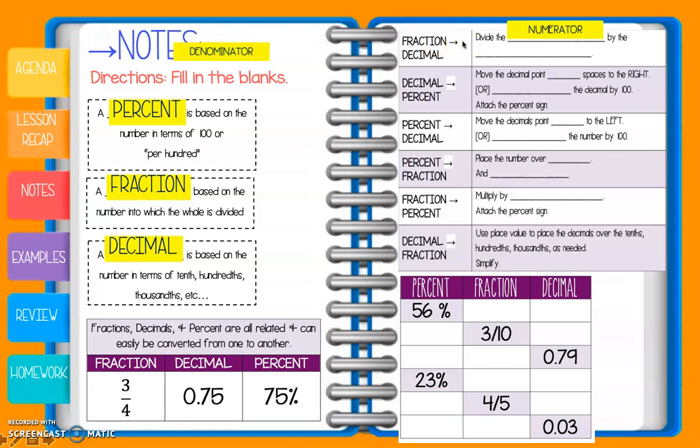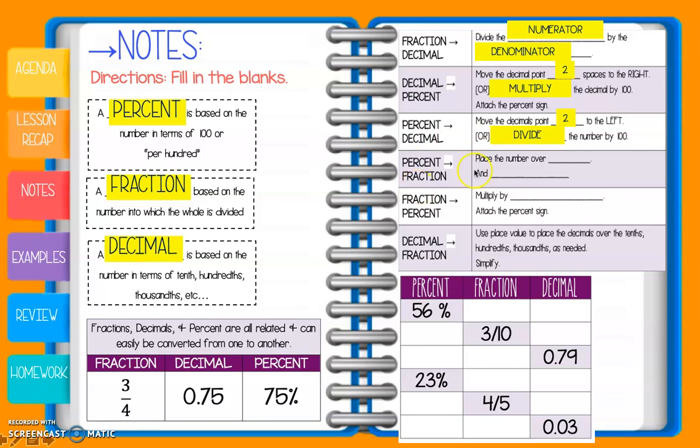Okay, so first off, when we're converting a fraction to a decimal, we're going to divide the numerator by the denominator. And we did this back in our fractions unit. All you have to do is take the numerator divided by the denominator and show your long division. Then, to get from a decimal to a percent, you're going to move the decimal point 2 spaces to the right, or multiply that decimal by 100. From a percent to a decimal, you're going to do the opposite. You're going to move the decimal point 2 spaces to the left, or divide the number by 100.